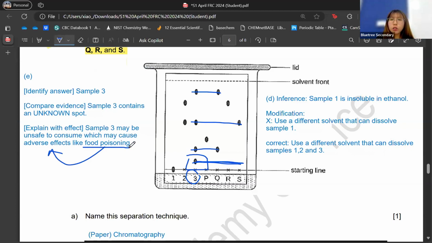Okay, so this is a school's favorite question. They love to test all of this concept, relevance to your food, relevance to your medicine, the pharmaceutical industry. So just like food, you do not consume a medicine that contains an unknown spot, because when you consume it, it may cause you to have stomachache, food poisoning, whatnot. Okay, so with that, this will be your full answer for part E.